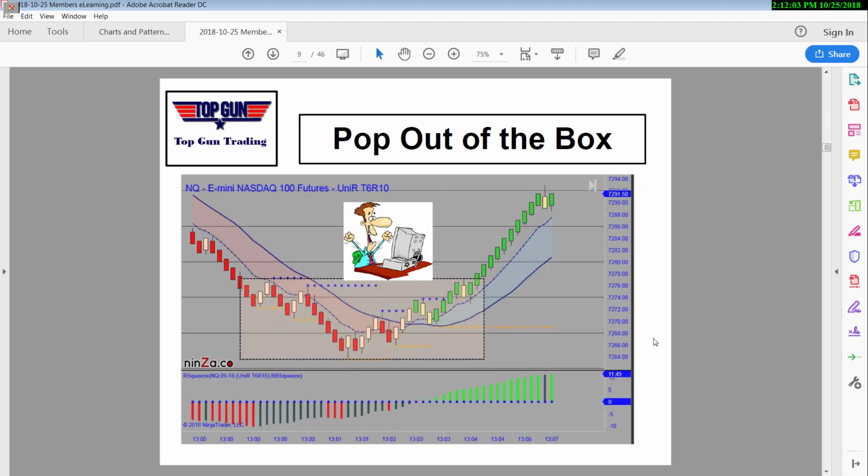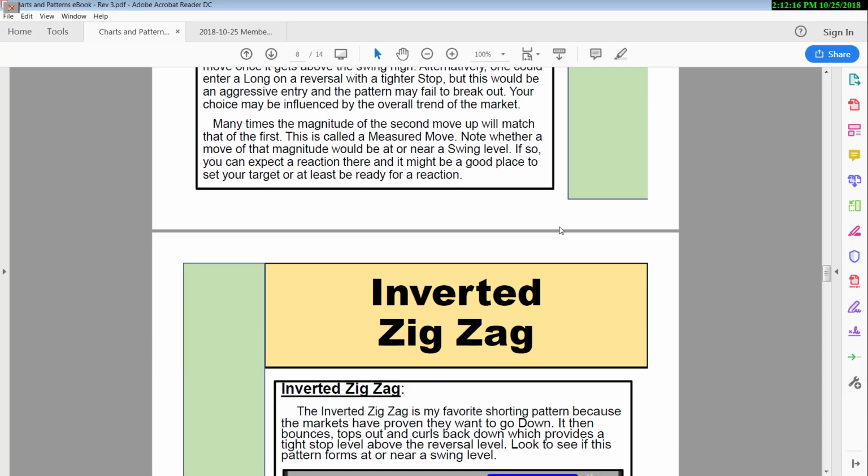All right, the pop out of the box. The pop out of the box is just some sort of consolidation area. In this case, it's kind of like a cup and handle in there, but the pop out of the box can be a lot of different things. Let's see if I've got one in the drop out of the box here.